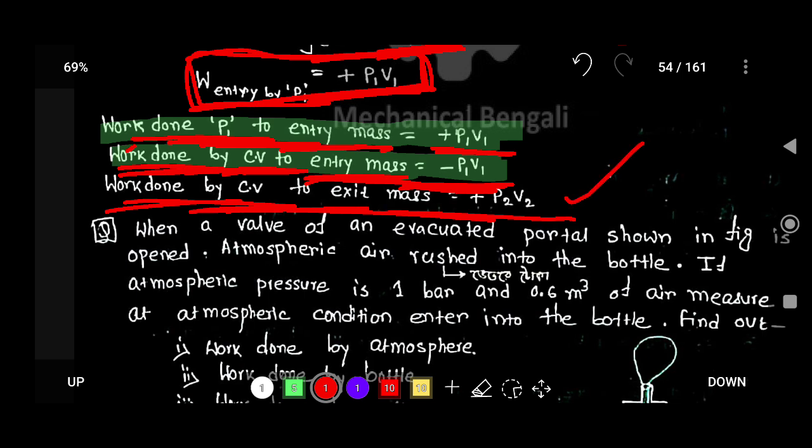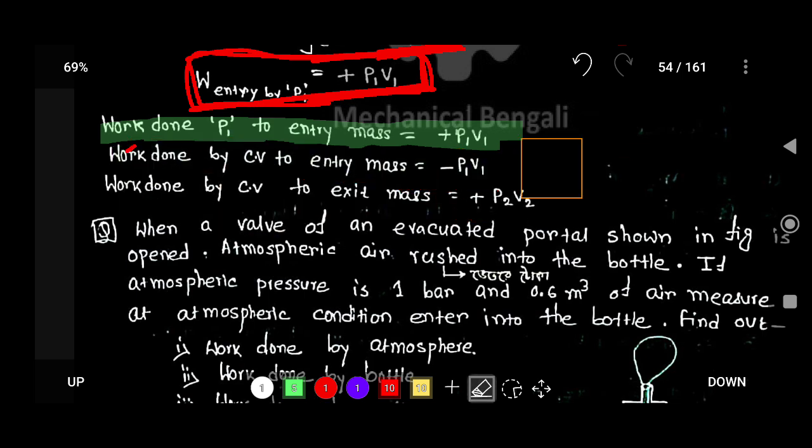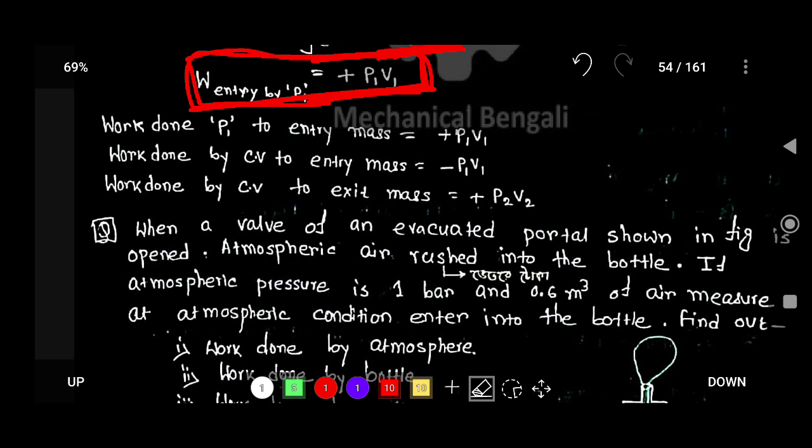Just remember this data. When there is entry mass inside the control volume, the work done by the control volume will be minus P1 V1, and the work done by the control volume when there is exit mass is plus P2 V2. Just remember these two, because this is required for steady flow energy equation calculation.